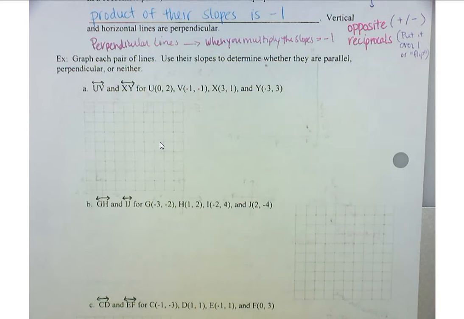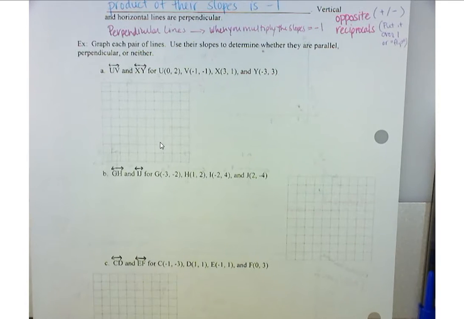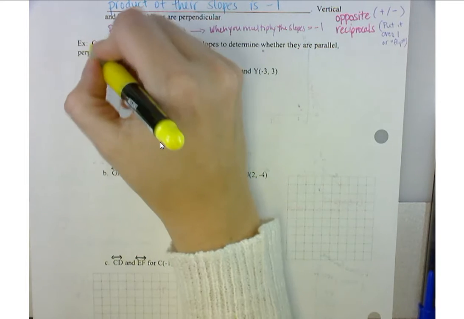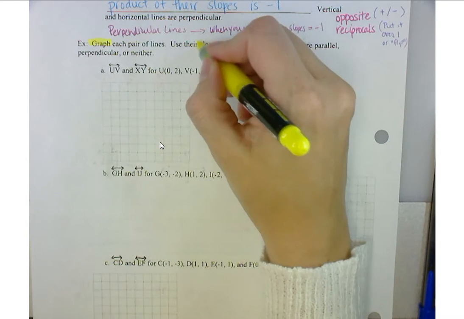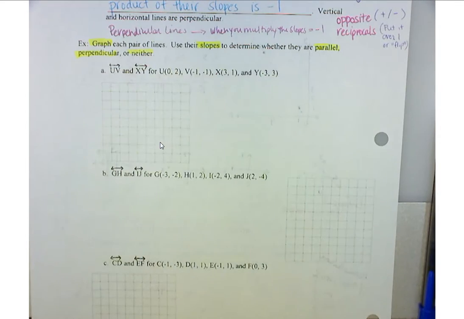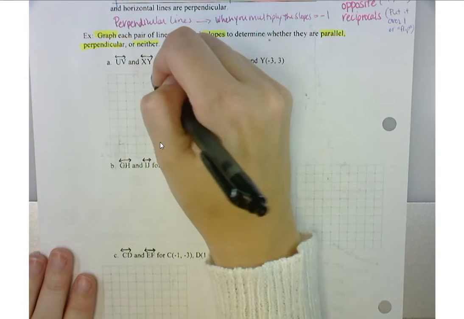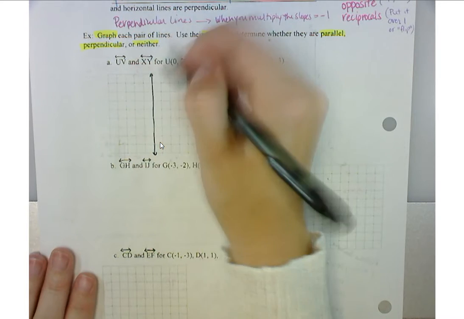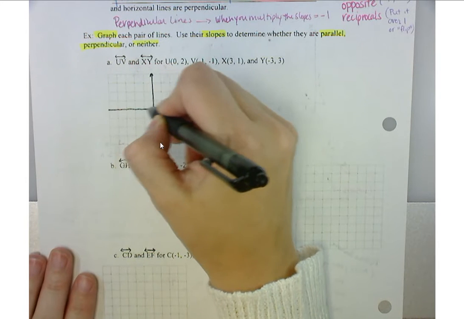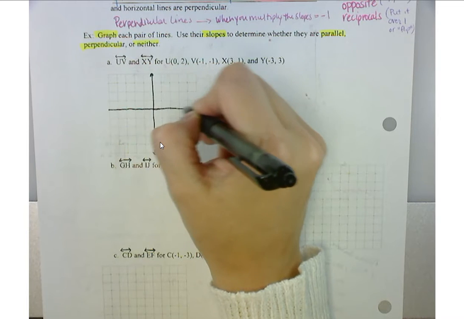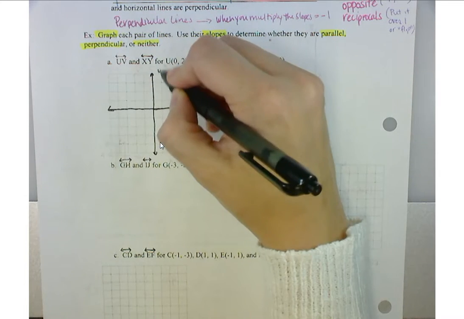Okay, so this is a big thing, and we're going to be practicing that a lot. You're going to have to graph each pair of lines, and then you are going to use their slopes to determine whether they're parallel, perpendicular, or neither. So you're going to graph, you're going to find the slopes, and then you're going to have to say if they're parallel, perpendicular, or neither. Okay, so you are going to have to make your grid. For your homework, I'll have you do that on graph paper, and if you don't have any, I have some for you.